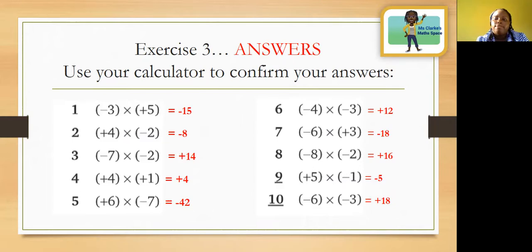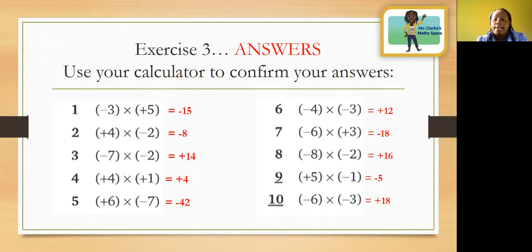Question 9. You have positive 5 multiplied by negative 1. A positive by a negative is a negative. So 5 multiplied by 1 would give you 5. So your answer would be negative 5.